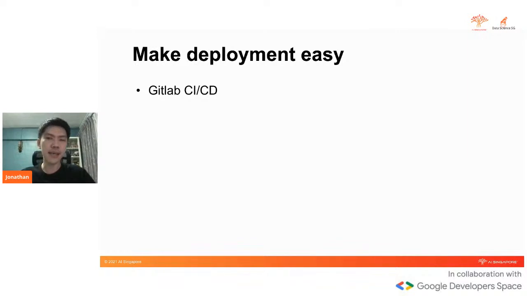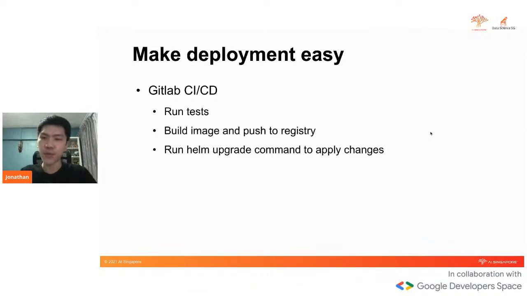So our CI/CD steps are fairly straightforward. We run tests to check if there are breaking changes, build the images and push them to the registry, and we run the Helm upgrade command to apply changes to our deployed environment.